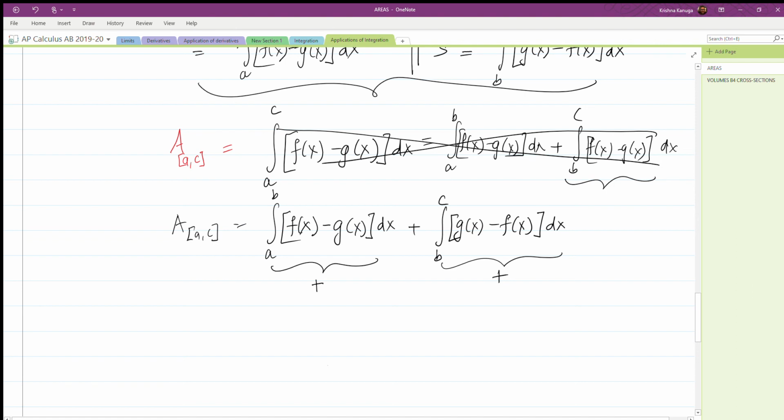Okay, so hopefully this clarifies the ideas about how to set up the problem, and in the next video we'll apply this idea to calculating the area enclosed by two curves in these situations. Okay, hopefully this helped.